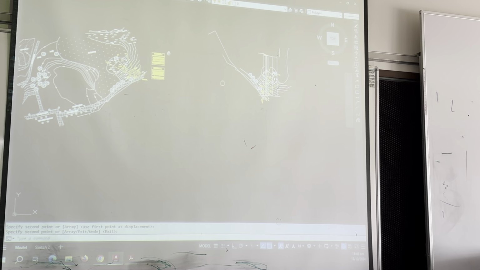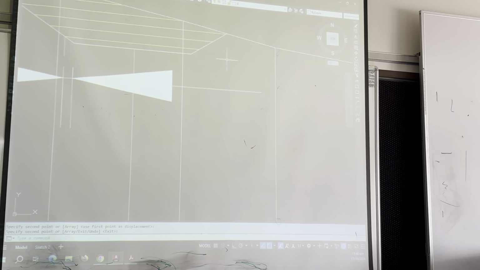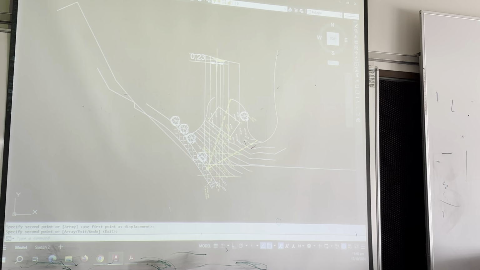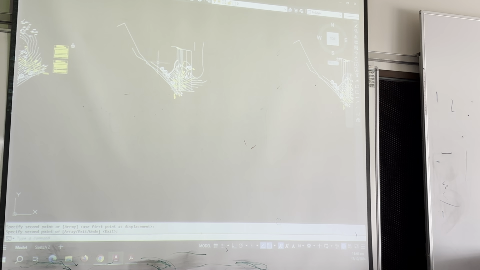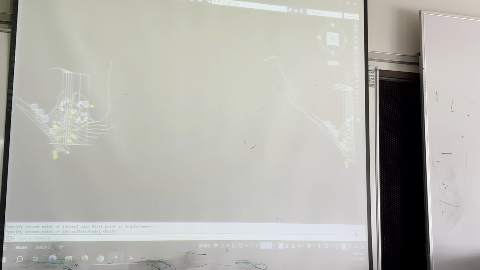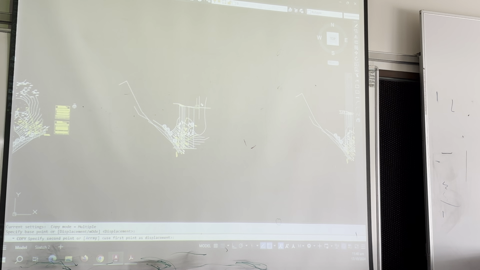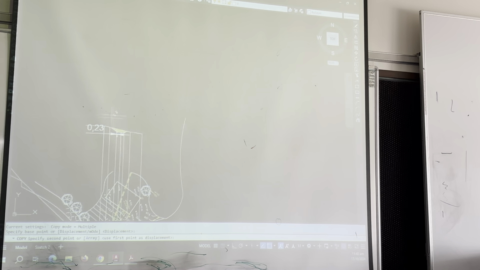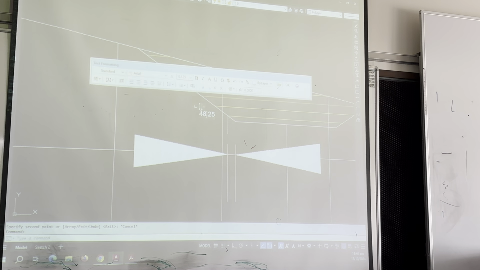So over here, on our second one, what was the level of our second one? 46.6, is that correct? Yes, 46.6. So what's the first contour? 46.75, is that correct? Okay, so the first contour is 46.75.